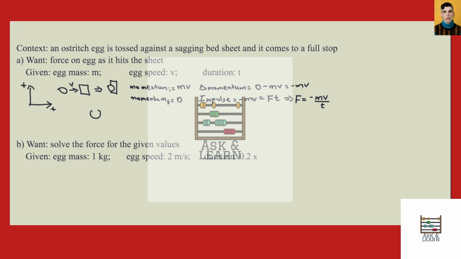So the force over here would be like this. And if we want the force acting on the egg, we would just get the magnitude. And the magnitude of that force would be mv divided by t.